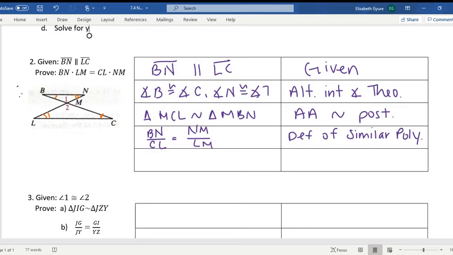I guess definition of similar polygons is the technical term we used last time, but I'm not too particular about that. Then you can apply your means extremes theorem and say that the measure of BN times the measure of LM equals the measure of CL times the measure of MN, and that is the means extremes property, not theorem. Means extremes property. Okay, so that's how one like that would work.